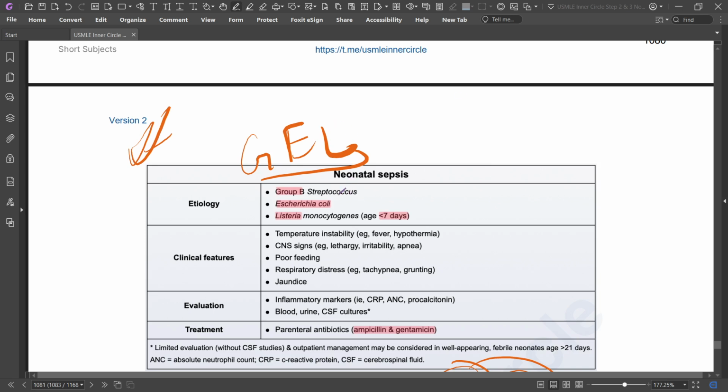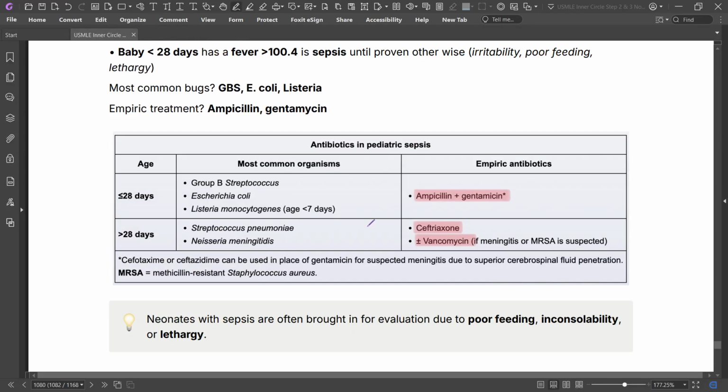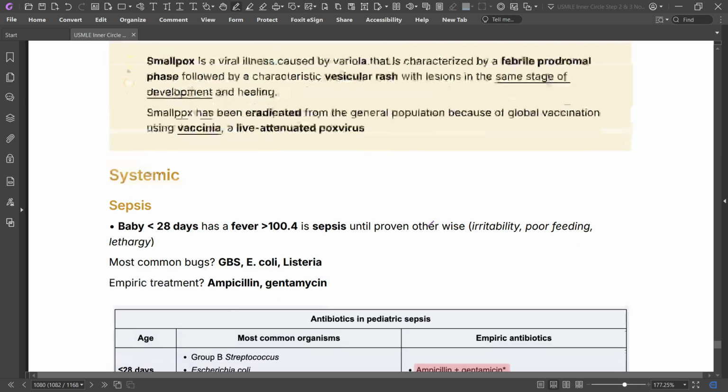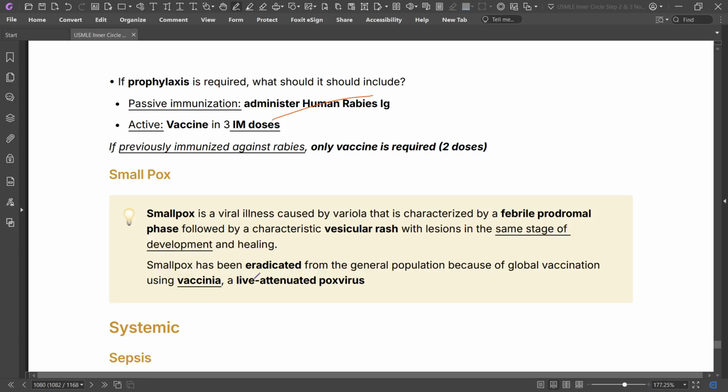Okay, neonatal sepsis: group B strep, E. coli, Listeria. We know that, and ampicillin and gentamicin should be the choice of treatment. Antibiotics in pediatric sepsis: if less than 28 days, group B strep, E. coli, Listeria, so ampicillin and gentamicin should be given in neonatal sepsis. If more than 28 days, Streptococcus pneumoniae and Neisseria meningitidis should be thought about. Ceftriaxone with or without vancomycin.